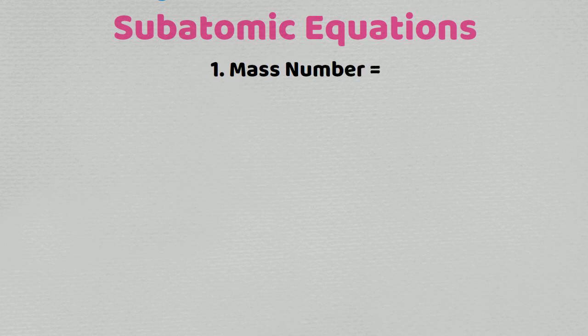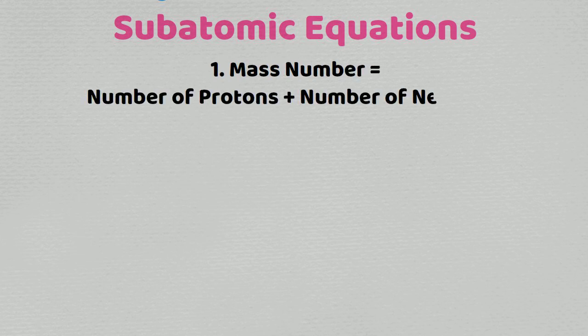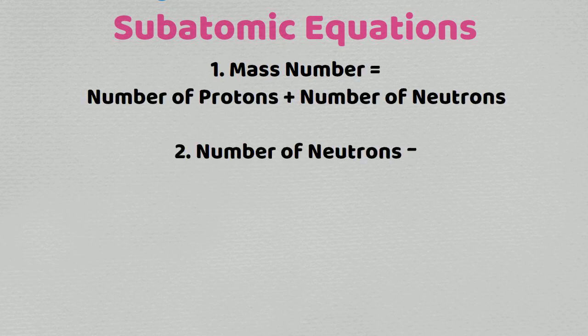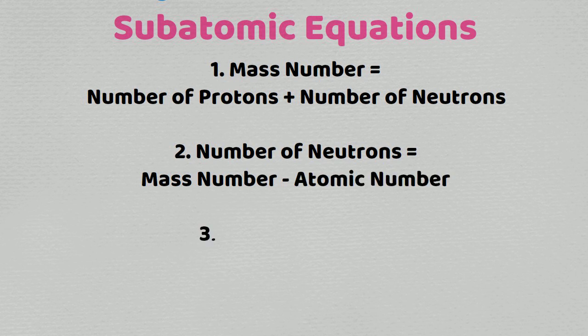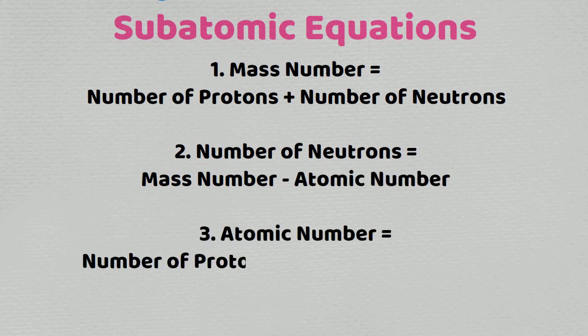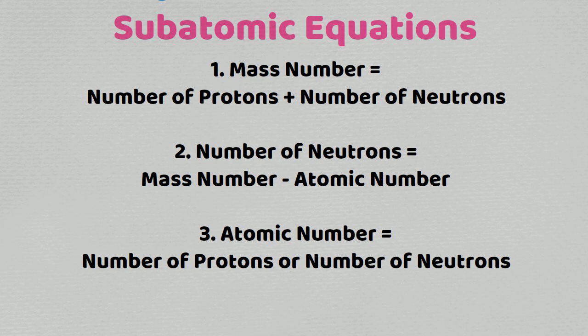Here are some equations if you are ever trying to calculate the mass, the number of neutrons, or the atomic number. If you look at the mass number, it equals the number of protons plus the number of neutrons. So if we look at the carbon symbol, the mass number will equal the number of protons, which is 6, and the number of neutrons, which is also 6. So carbon has a mass number of 12.